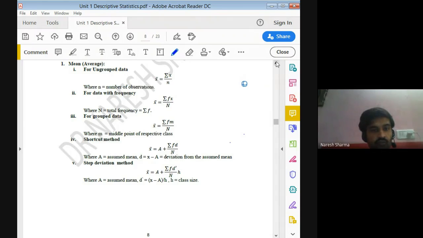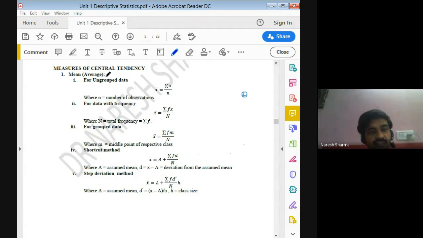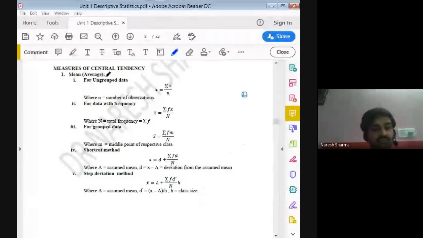So today we discuss the measure of central tendency. The first topic in measure of central tendency is the mean. We also say the average. We know that our data may be ungrouped, or we may have grouped data.